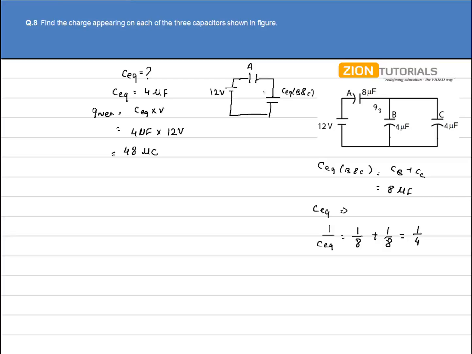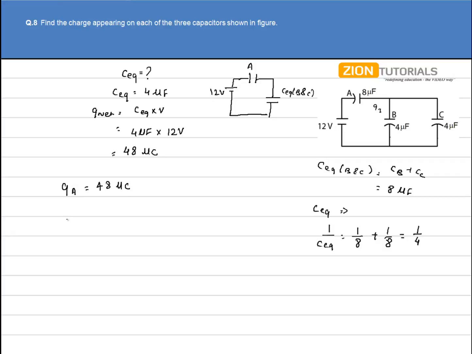Now since they are in series, and I told you earlier that if two capacitors are in series, then the same charge will appear on them, and the charge will be equal to Q net. So QA will be equal to 48 microcoulomb. Now the 48 microcoulomb that appears on the C equivalent of B and C will be distributed on B and C with respect to their voltage.